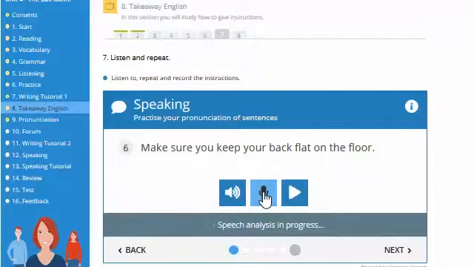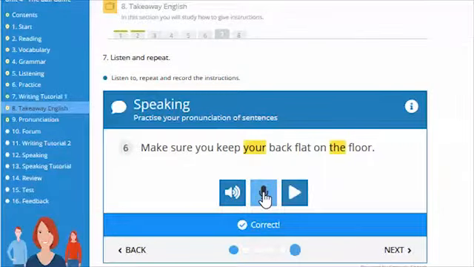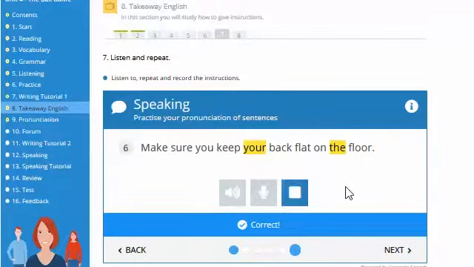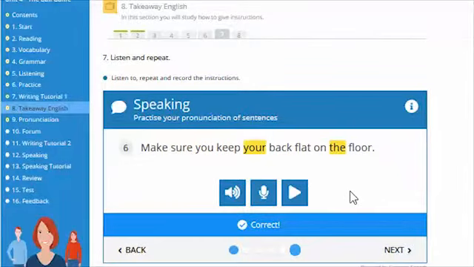The tool provides immediate feedback, and students can try to improve their pronunciation by listening to themselves and repeating the recording as often as they like.